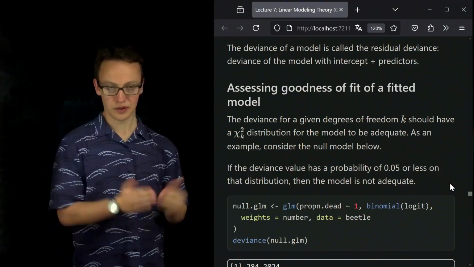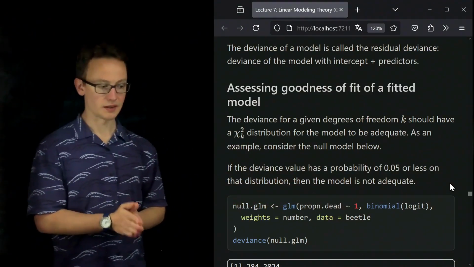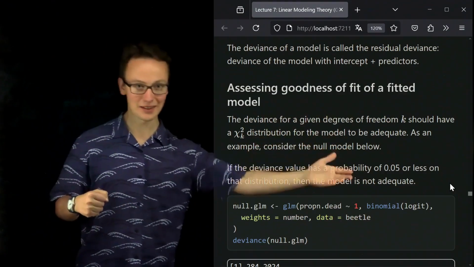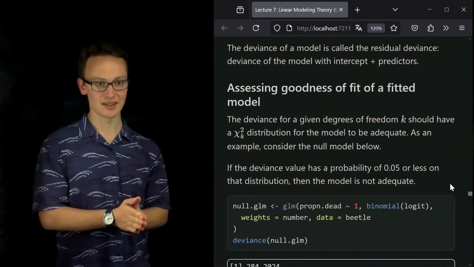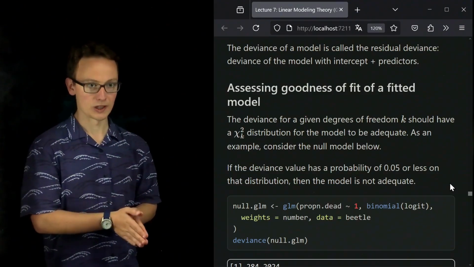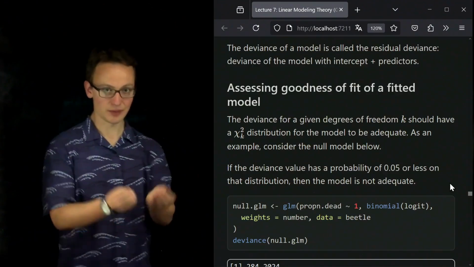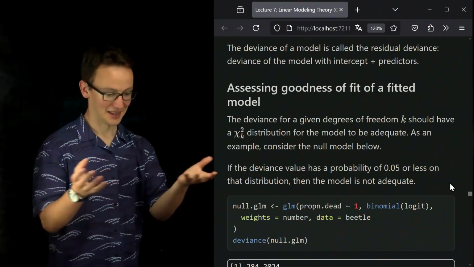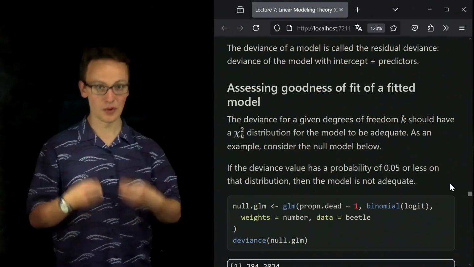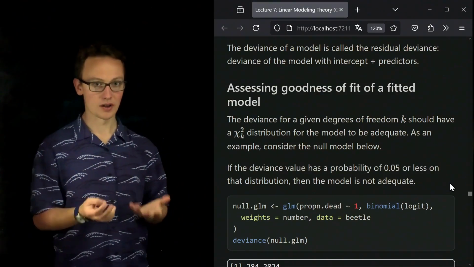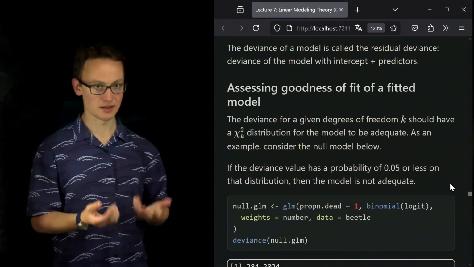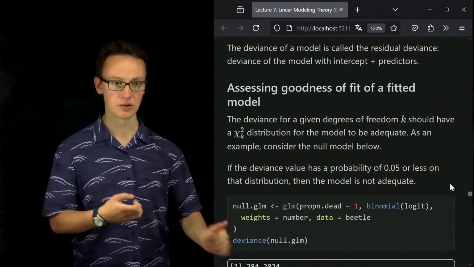If that is the case, if we have a very large deviance and we see that the corresponding probability mass to the right of it on the chi-square distribution is less than 0.05, then we could say that our model is not adequate. Like if we find a significant situation, then we would basically say our deviance is so large that it's not good anymore. The model is not adequate. The goodness of fit is not given, right? That could be the conclusion here.